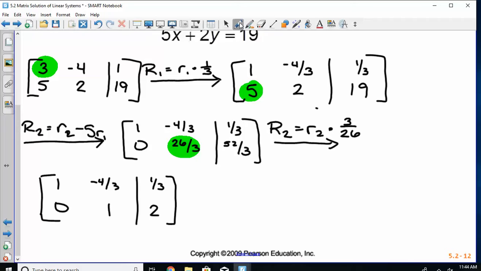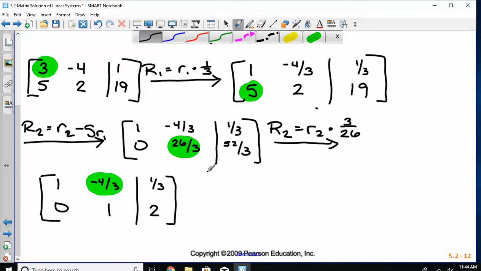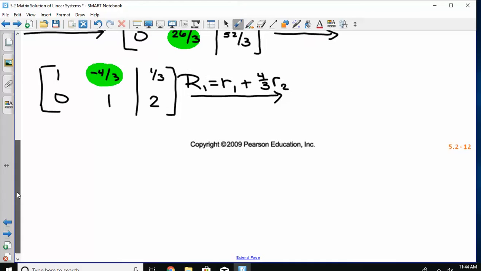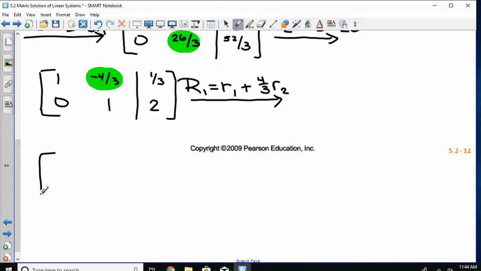Next step, what do we have to do? I need that to be a 0. So to get a 0, the easiest option, I am changing row 1. So we start out with row 1 equals row 1. It's a negative, so I have to add. It's a 4/3, so I need 4/3 times row 2.